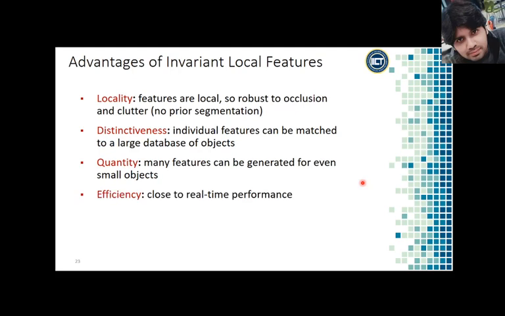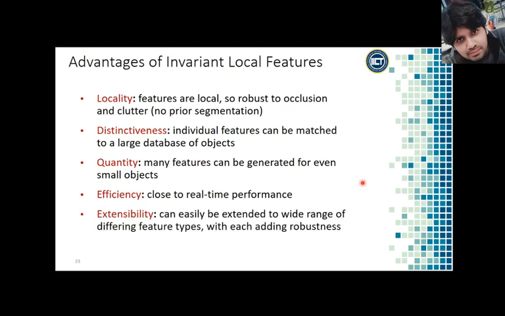Efficiency is close to real-time performance, and this means that if we are applying it to a real life environment, it should be faster, and it will be faster if there are fewer feature points to compare, and if the features are distinctive, and if the features are particular, like it has a good localization. So these above 3 points contribute to this fourth point, which is the efficiency.